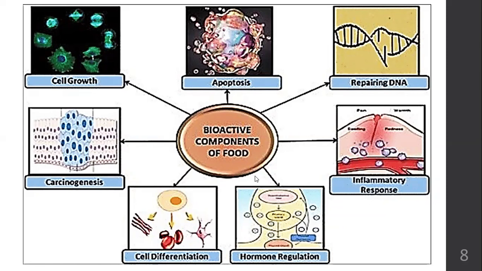Bioactive components of food will also lead to hormone regulation, and hormone regulation is important in metabolism. Irregular hormones can also trigger cancer. It will reduce the inflammatory response, the unwanted inflammation. It can also repair damaged DNA, like antioxidants and anti-inflammatory agents. They can repair your damaged DNA. Damaged DNA can lead to certain mutations and disease conditions.